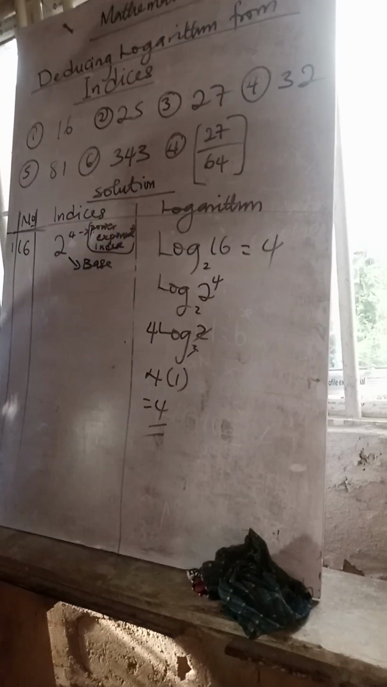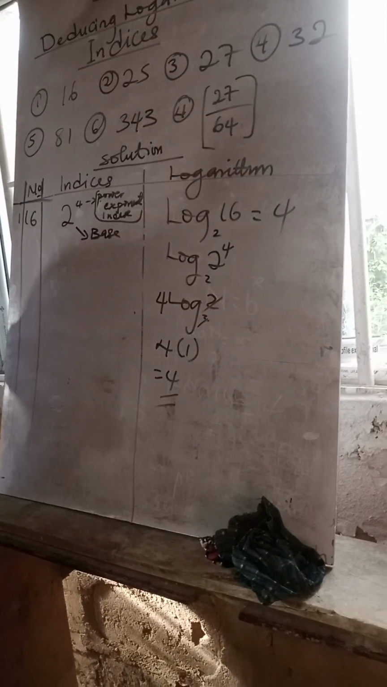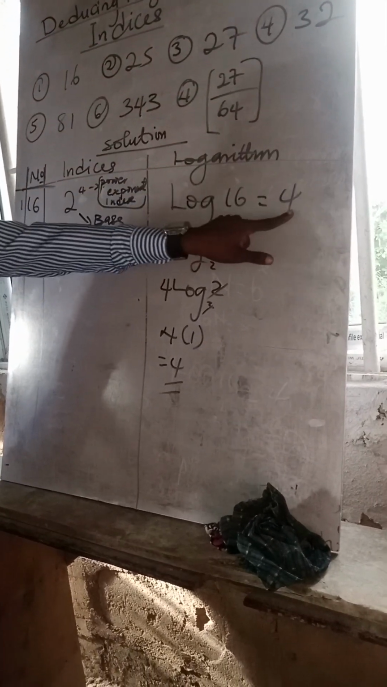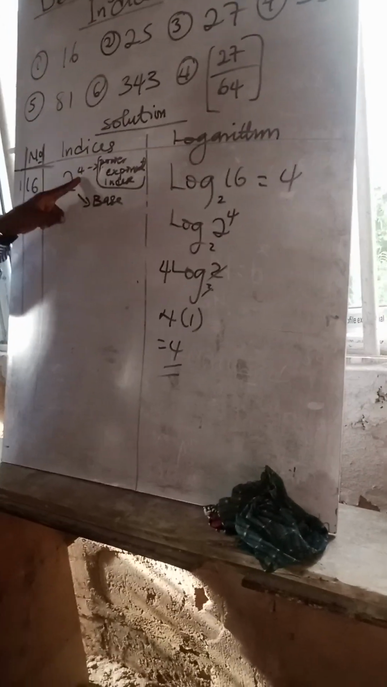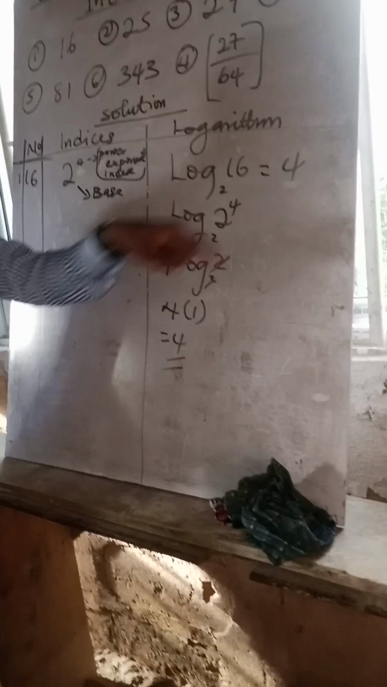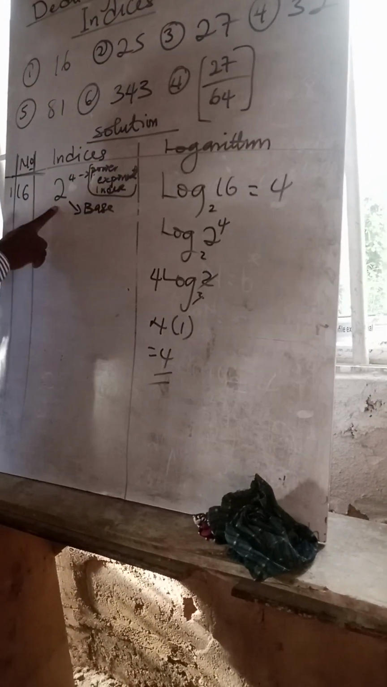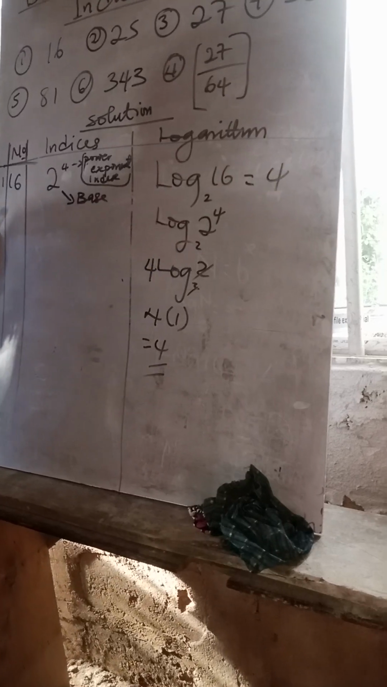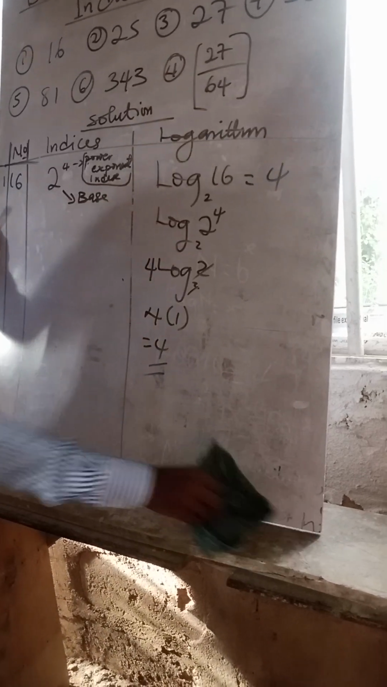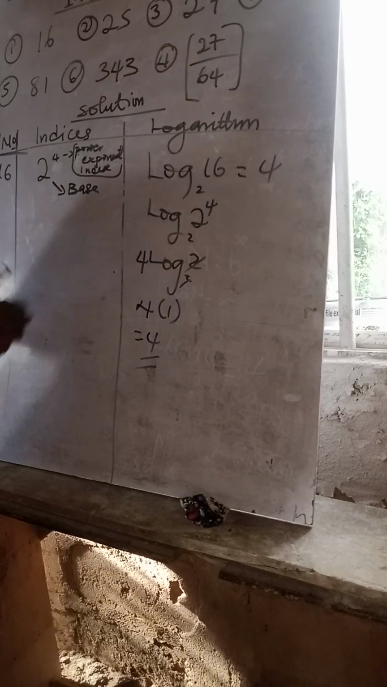That's how we got this 4. So log 16 base 2 now is going to give us 4. In indices, your power is your answer in log. So if I have 2 raised to power 4, that means my power here becomes my answer in logarithm. When we take the other examples, you will see it. I just tried to prove how we got this 4.